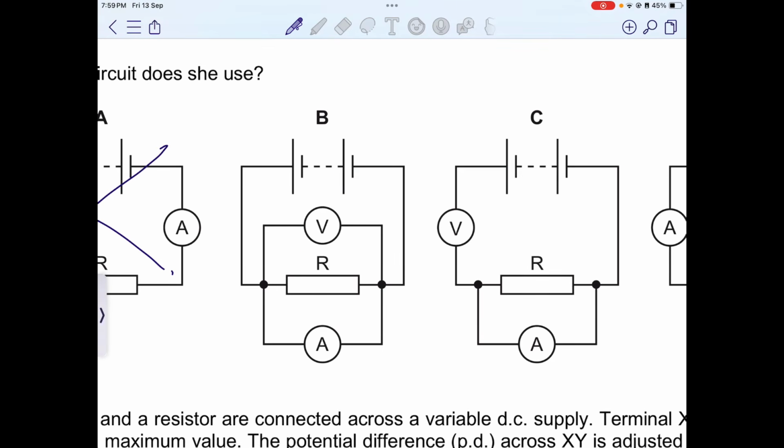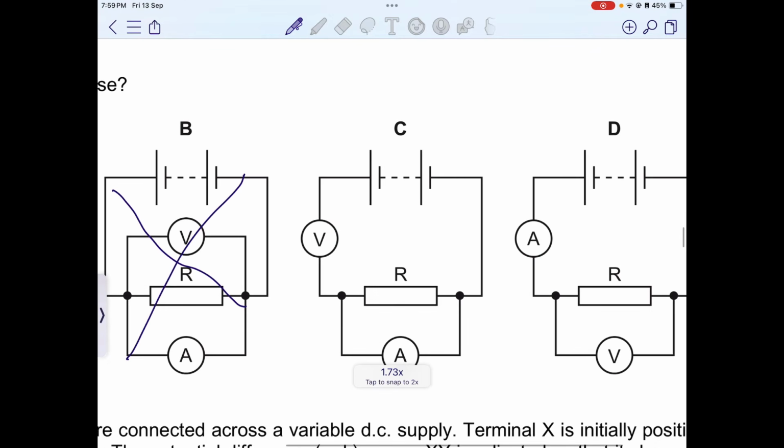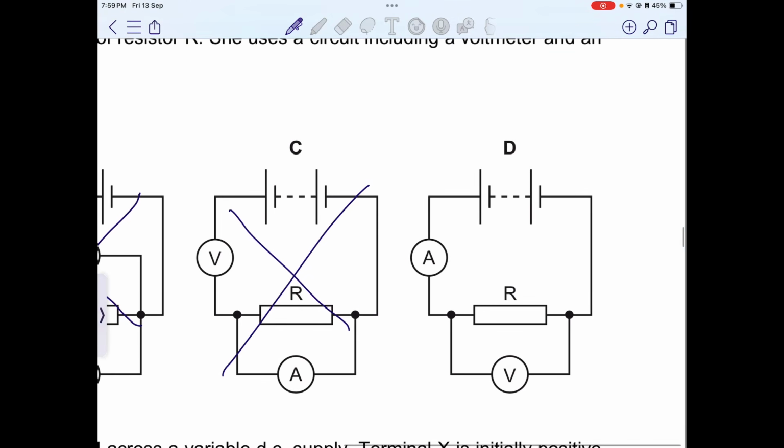Now in option B, the voltmeter is in parallel, which is correct, but the ammeter is also in parallel. So that's wrong. The ammeter should be in series. Always remember: voltmeter in parallel, ammeter in series. Here the voltmeter is in series but the ammeter is in parallel, so this is also wrong. Here the ammeter is in series, which is correct, and the voltmeter is in parallel, which is also correct.